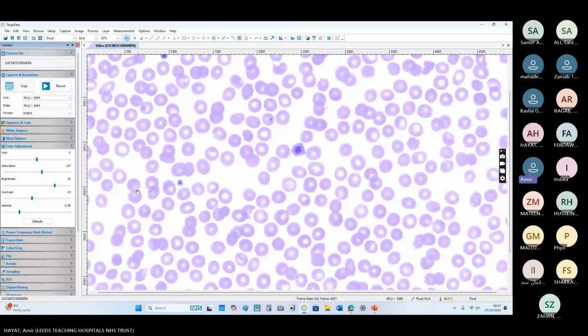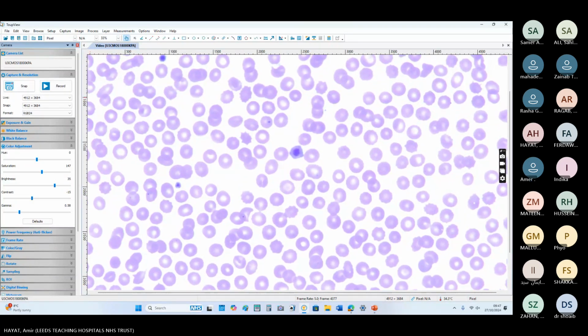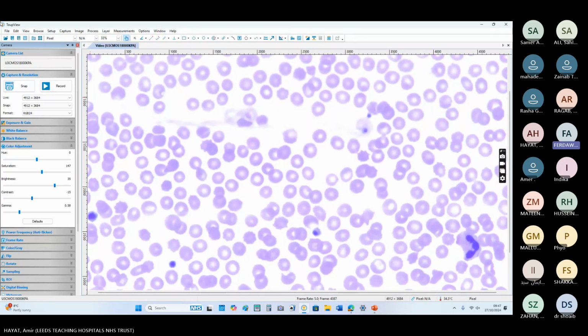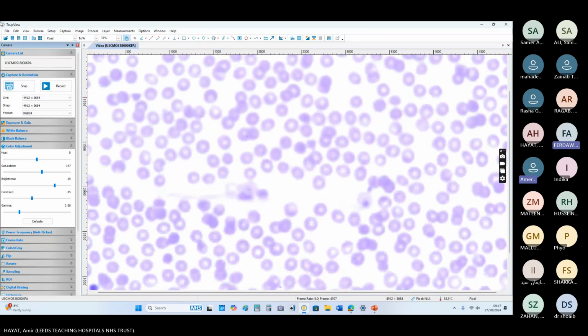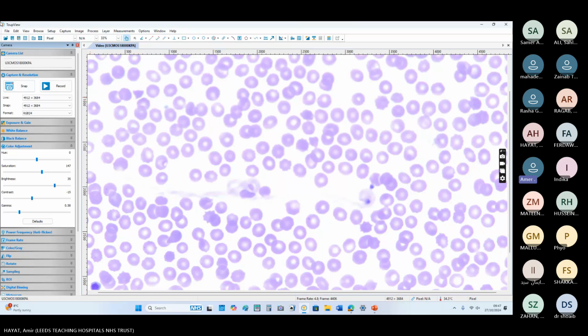Then the next question they can ask you in the short cases will be, what further investigations are required to confirm the diagnosis? So now you are at the congenital thrombocytopenia part. What further investigation do you need to confirm the diagnosis? Maybe some genetic testing? Maybe some genetic testing is not an answer. You are sitting in the FRCPath Part 2 exam. You need to answer accordingly.